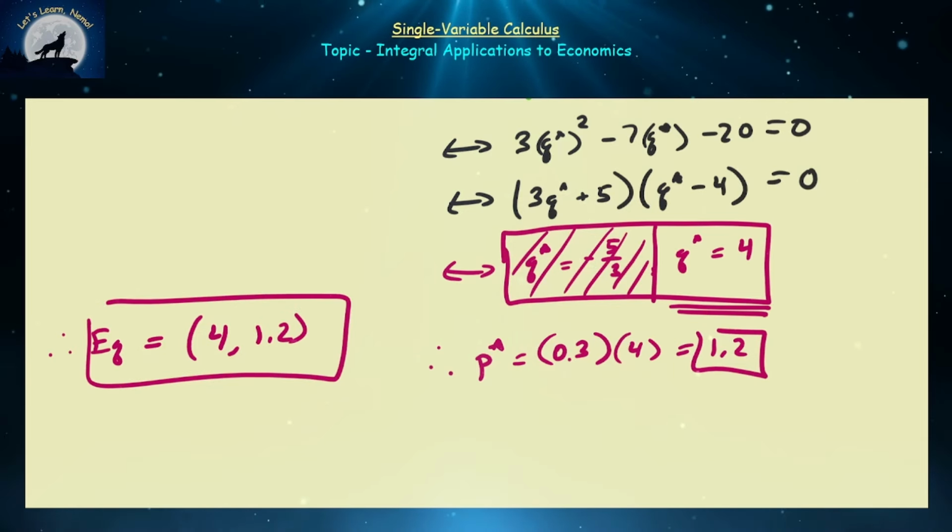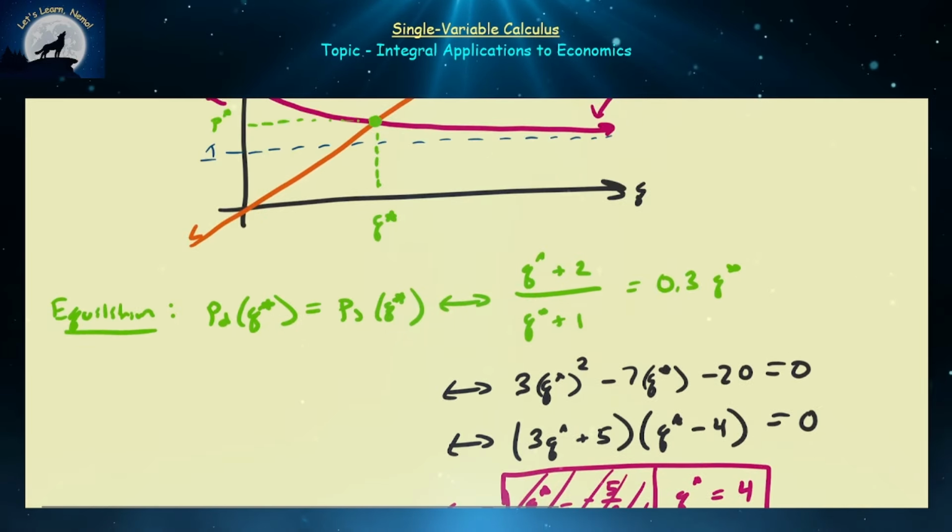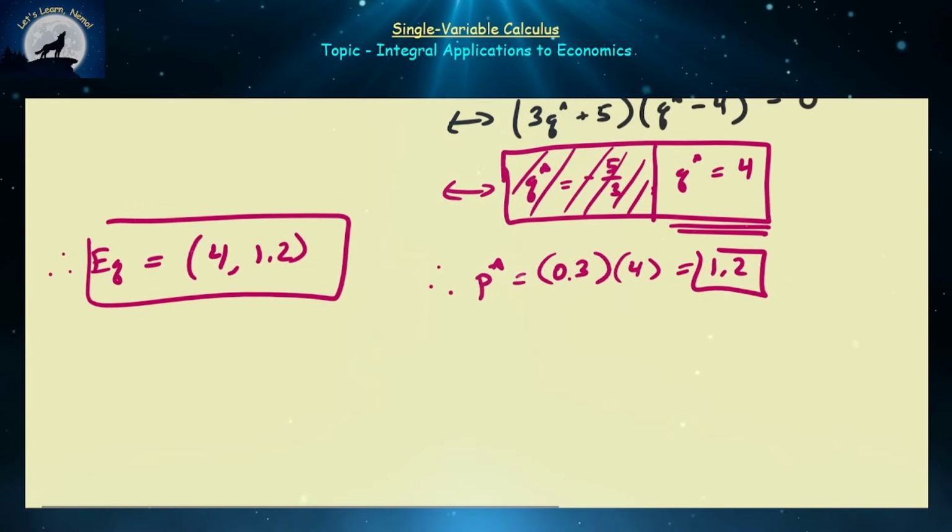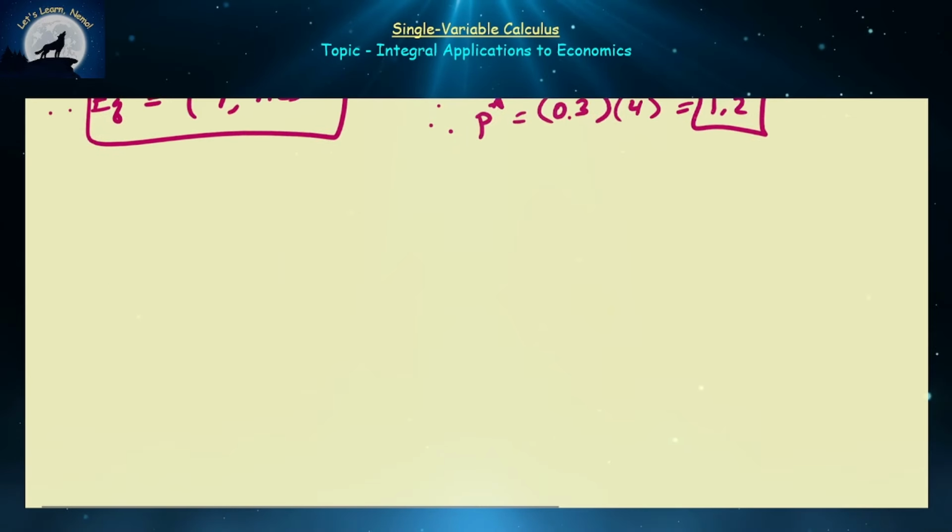And we can go back to our previous graph and draw it. So this is going to be equal to 4, and this is going to be equal to 1.2, which is between 1 and 2, as we conjectured before. All right? From here, we can calculate the consumer willingness to spend, the consumer expenditure, and the consumer surplus as we defined them before. So let's go ahead and do that.